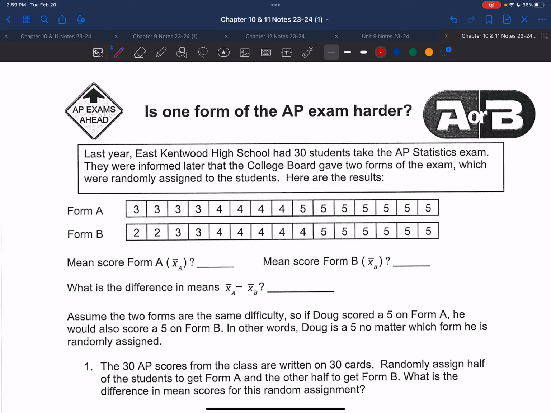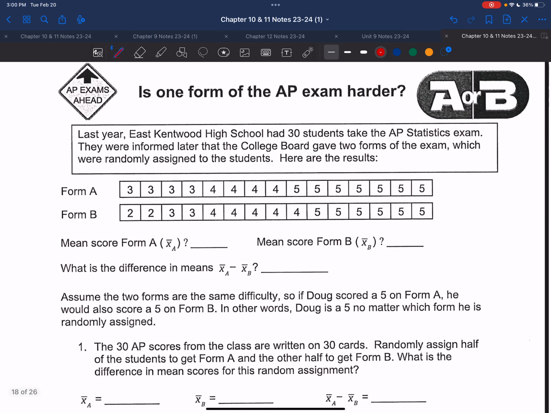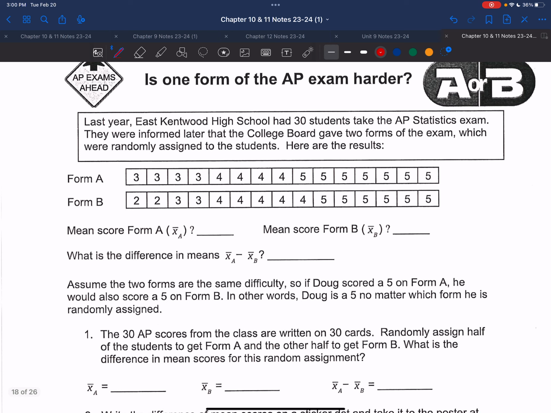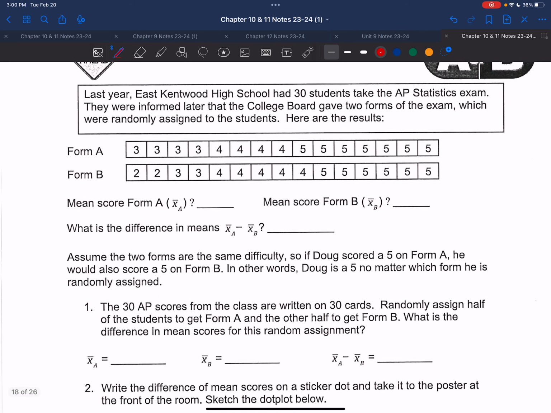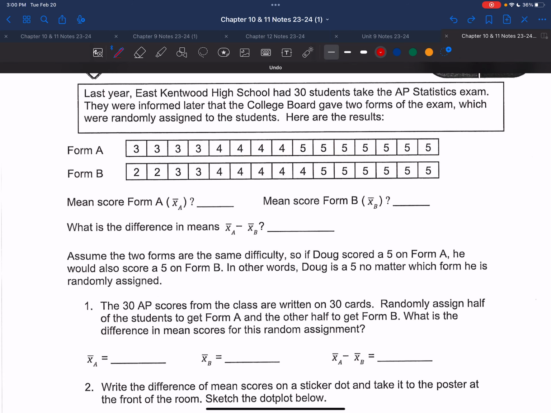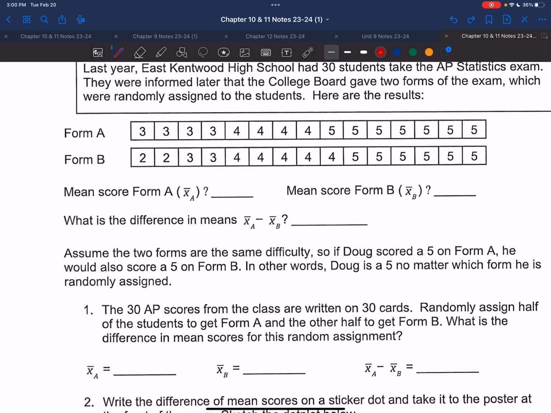All right, so in this video, we're going to be looking at, is one form of the AP exam harder? It says last year, East Kentwood High School had 30 students take the AP Stats exam. They were informed later that the College Board gave two forms of the exam, which were randomly assigned to the students. Here are the results. So they gave us a list of the scores for Form A and B, and it asks us to find the mean score for A, mean score of B, and then the difference.